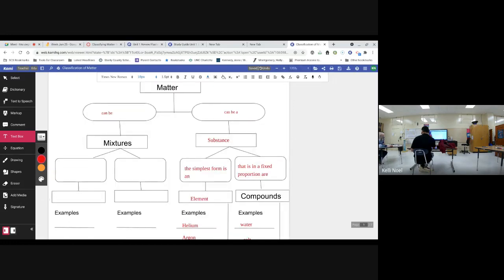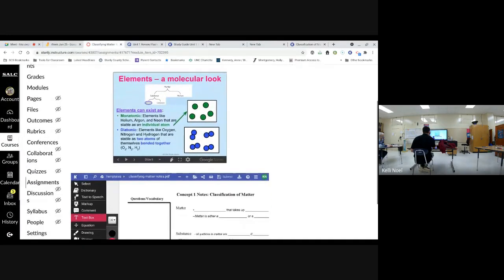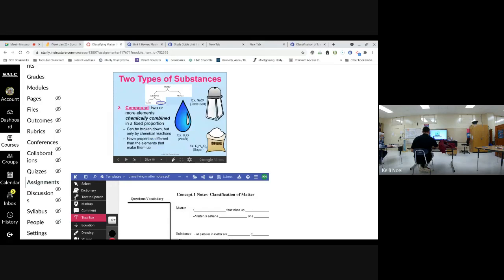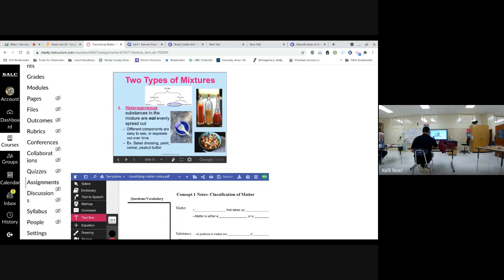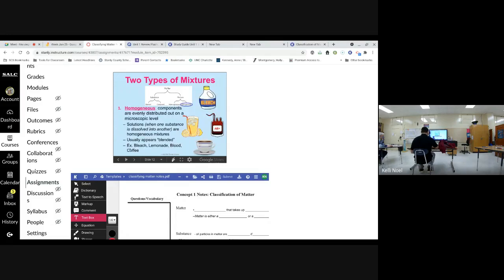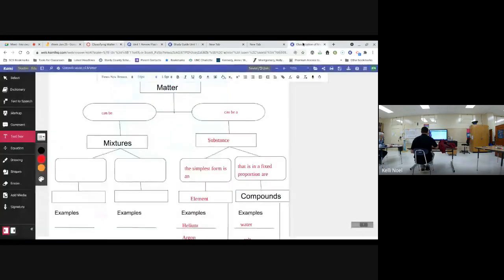So now we have mixtures. So if we go back here and go to mixtures, we have two types of mixtures. We have homogeneous and heterogeneous. So those are the terms that are going to go in our rectangle. So I'm going to put homogeneous, and I'm going to put heterogeneous.